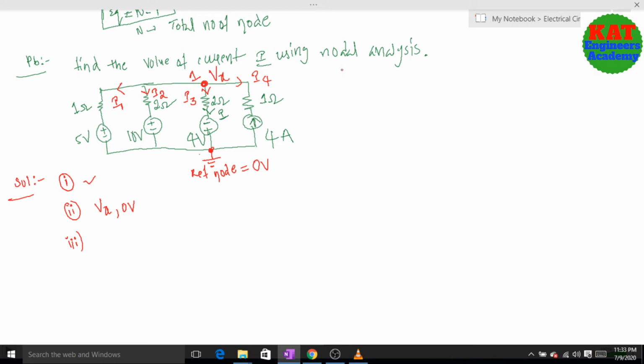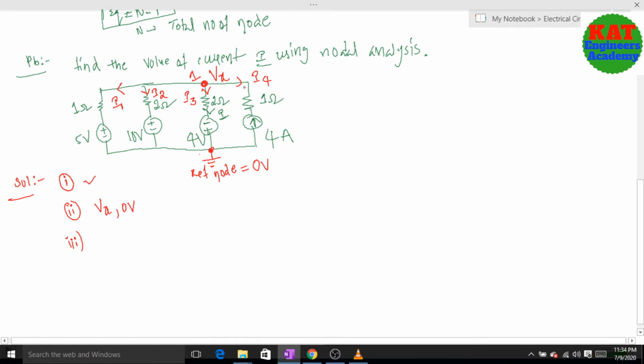How many branches are interconnected at that point? That number of currents we will get here. Totally four branches are connected: 1 ohm, 2 ohm, 2 ohm, 1 ohm. So finally four elements are connected, and at this node we get four outgoing currents: I1, I2, I3 and I4. Like that you have to solve the problem. First, find the number of nodes. Second, give the voltage variables for non-reference nodes. Next, give the current directions from the non-reference node to all the elements.